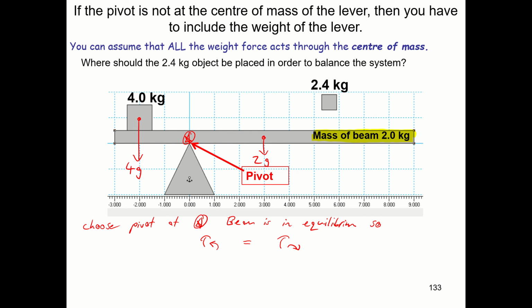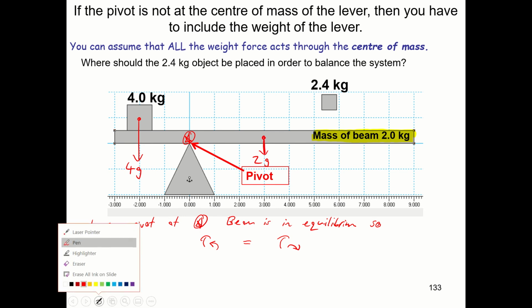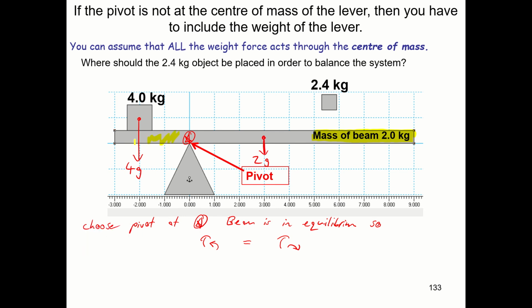Now, we only need to treat the entire weight force of the beam as one force acting through the middle. Just don't worry about the fact that some of the beam is over here and some of the beam is over here as well. You just ignore it. You just keep it simple. Treat the entire beam as this one object whose weight is acting right here. So you don't need to worry about anything else. Trust me, it works out.